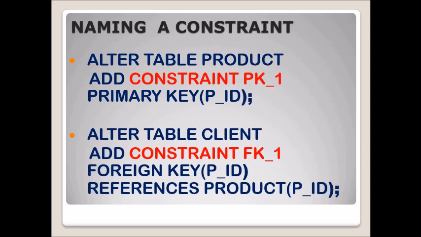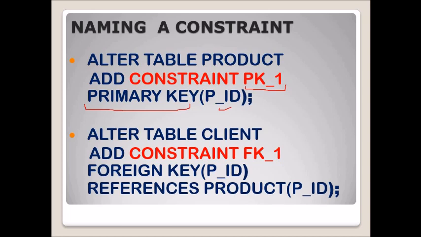Next is naming a constraint. If you want to name the constraint, you can write the name of the constraint using this format. Alter table product, that is table name, add constraint. Now this is the constraint name. The constraint is primary key. You can use any name. It is pk_1, but you can use any name. And this is the column name which you want to set as primary key.